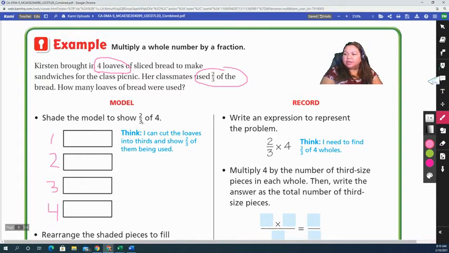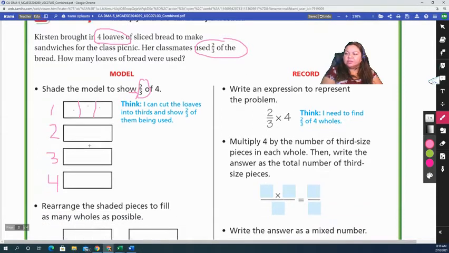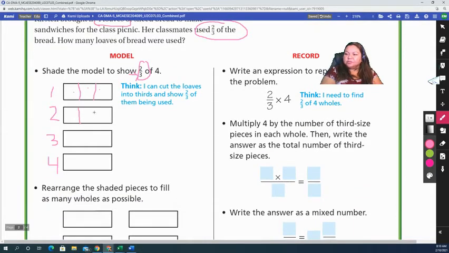How do I know how to cut it? Well, look at your fraction. If they ate 2/3, that means that our whole is cut into thirds, into 3 parts. So I'm going to divide each loaf into thirds. 1, 2. See, I have 1, 2, 3 pieces. And I'm going to do the same to all of the loaves of bread.